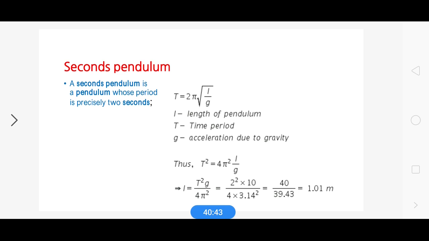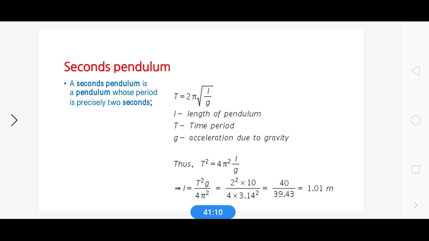So 40 by 39.43 is equal to 1.01 meter, which means approximately 1 meter, or 100 centimeters. So the length of the seconds pendulum is approximately 1 meter.